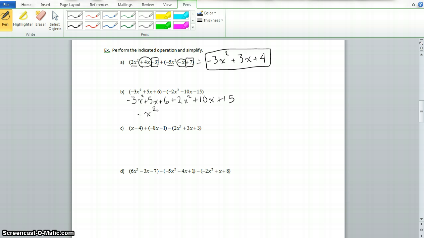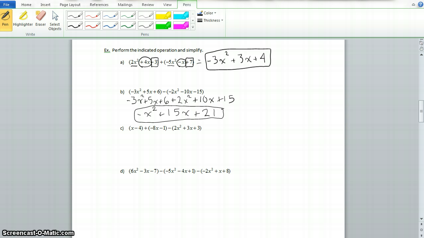Alright, let's look at the x terms. There's 5x plus 10x gives me plus 15x. And the two constants, 6 plus 15 gives me a positive 21. Alright, all of this is the answer for part B. There we had to subtract.